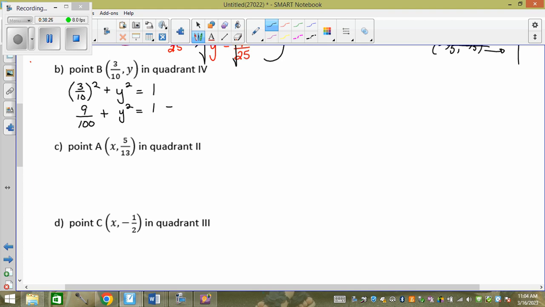Then I subtract the 9 over 100 from both sides. And then I get y squared equals 91 over 100. And then people take the square root. And when you take the square root, you get plus or minus. Yes? Everyone's following me to this point. And then this is where your grade 10 math comes in and you have to get the right answer. But you will after this moment because we are going to remind you.